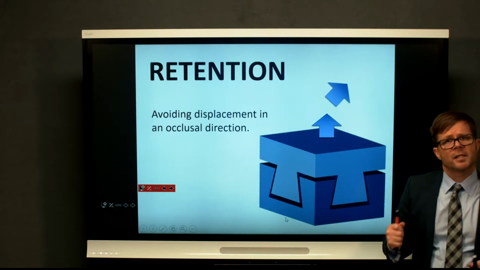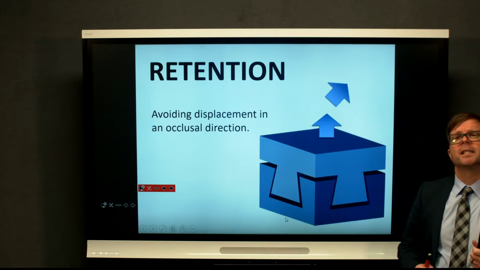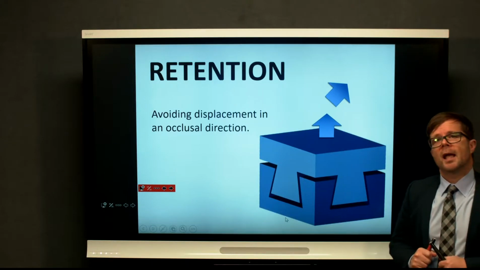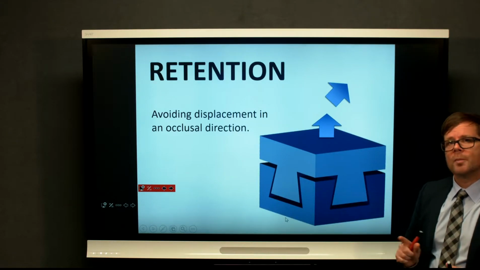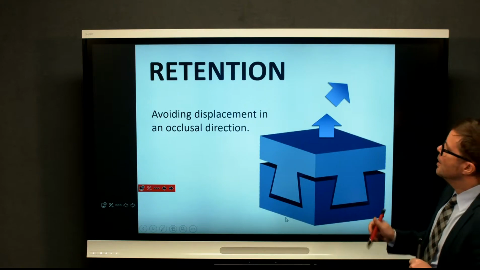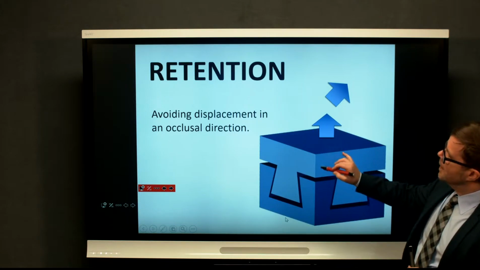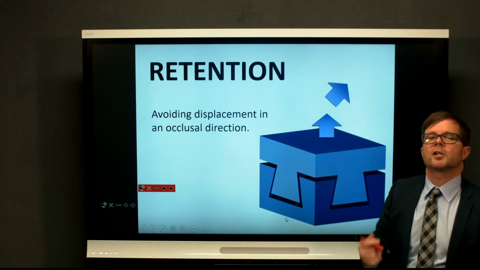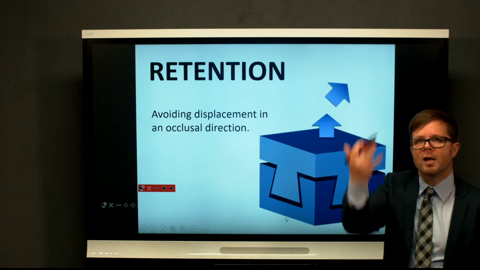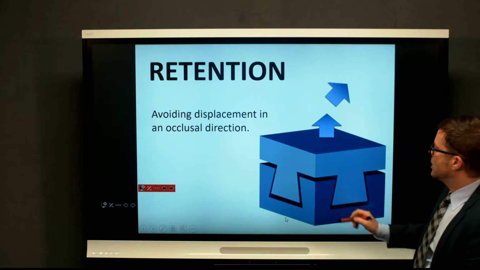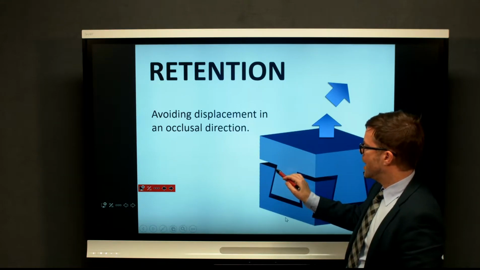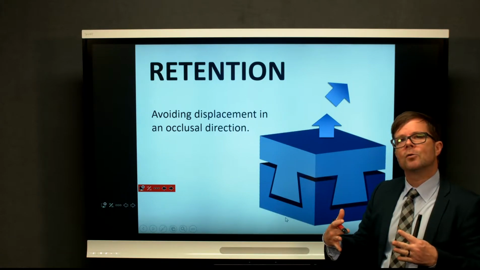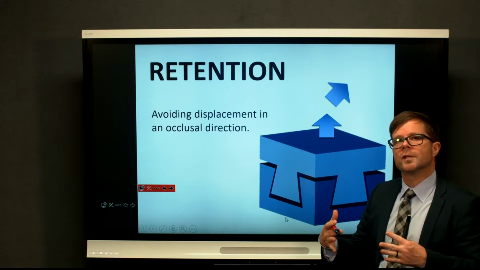Retention and resistance are two related features or principles, so we'll talk about them sort of together. Retention, though, means avoiding displacement of a restoration in an occlusal direction, so up out of the cavity, straight up out of the cavity. Now, when we used amalgam restorations in the past, because it's not adhesive, we were actually relying on mechanical locking into the tooth surface.